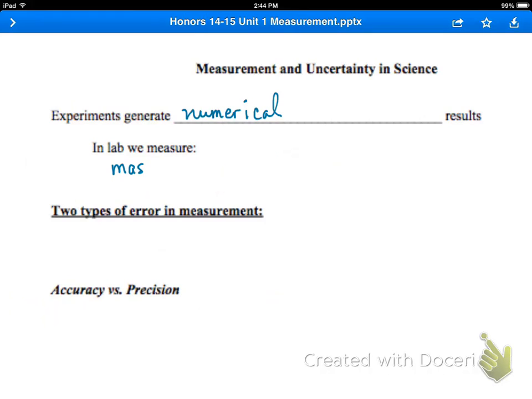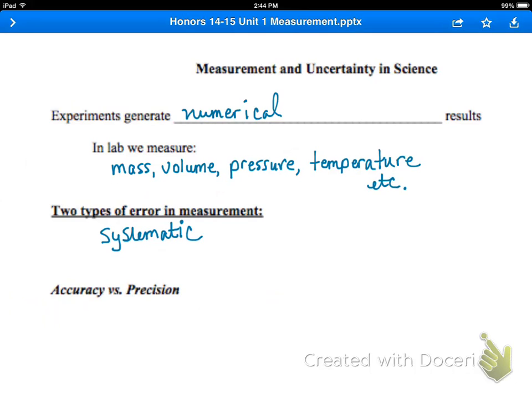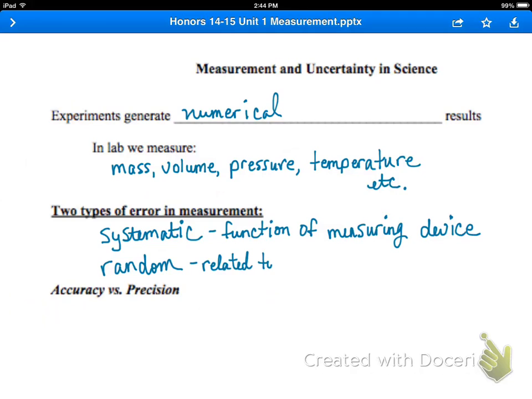Okay, in experiments we generate numerical results, which we also call quantitative results as opposed to qualitative. Quantitative result means there's a number in it, okay? In the lab we measure things like mass and volume and pressure and temperature, a lot of stuff, right? There are two types of errors that we can have in our measurement. There's systematic and there's random. So the systematic is a function of the measuring device, and the random is related to the laboratory technique.